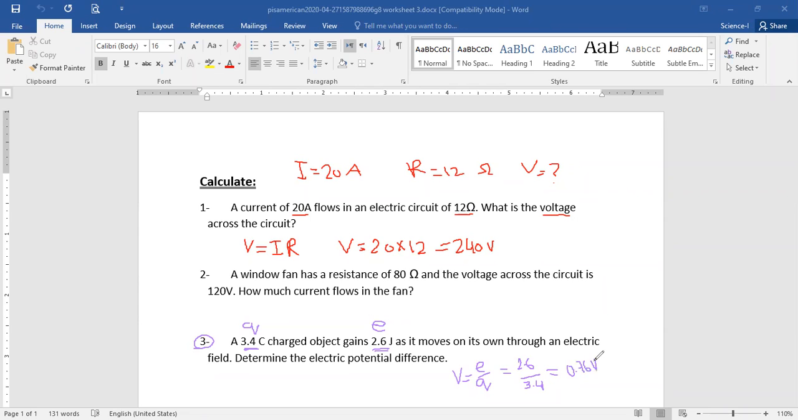So 0.76 volts. We could approximate for the first 2 numbers. Any hard question here, guys? No? Thank you, Fadia.